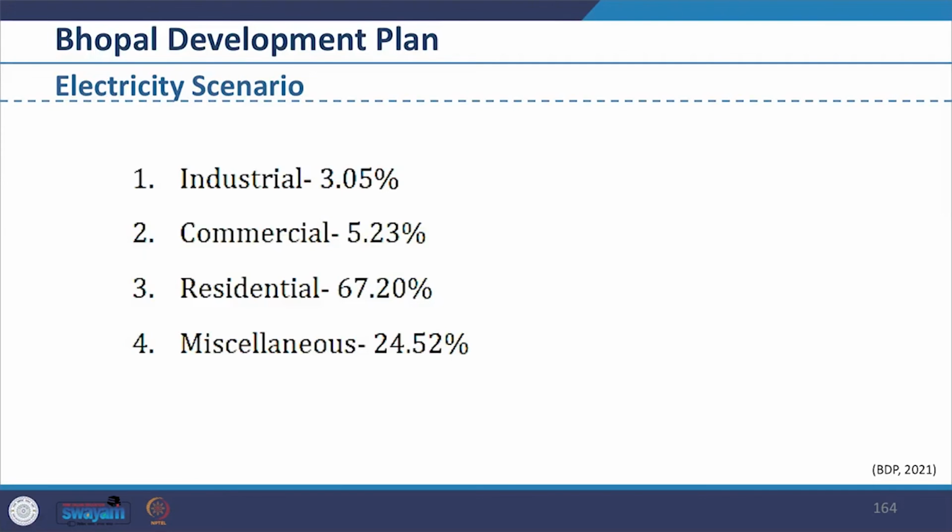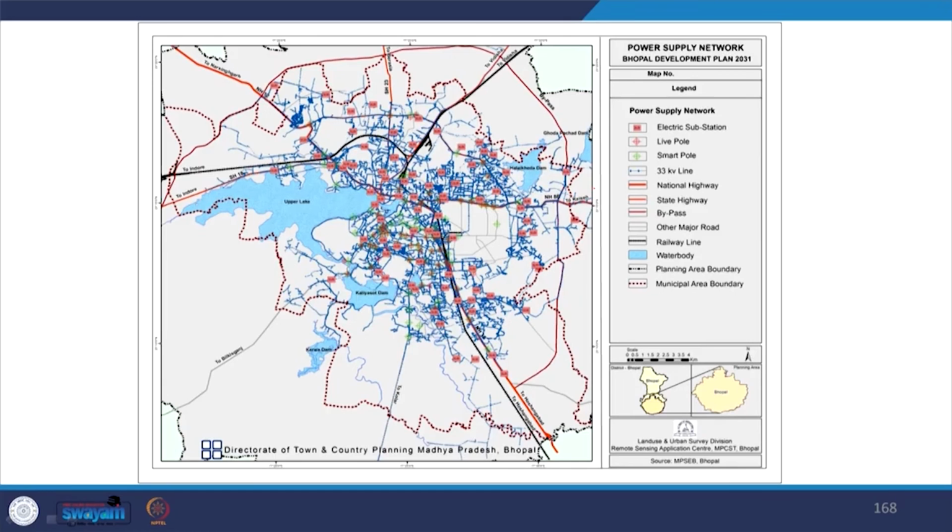Further, we see the electricity scenario in the city is reviewed for the purpose of industrial consumption, commercial, residential and miscellaneous, and how much is the demand, existing consumption has been calculated. We see the power supply network of the city here being documented, and demand analysis for power is made and observations and issues are noted for planning purpose.